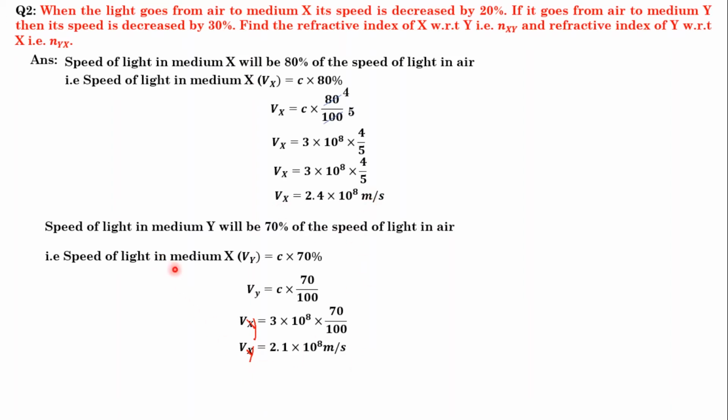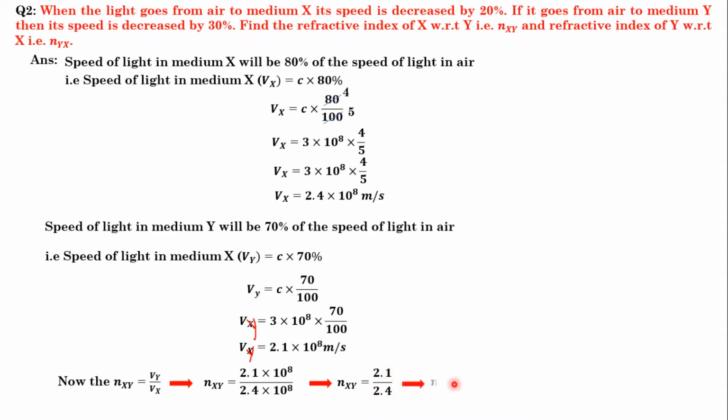Now we have to calculate the refractive index of x with respect to y. So the refractive index of medium x with respect to y will be, velocity of x in the denominator and in the numerator vy. So this is going to be 2.1 by 2.4.